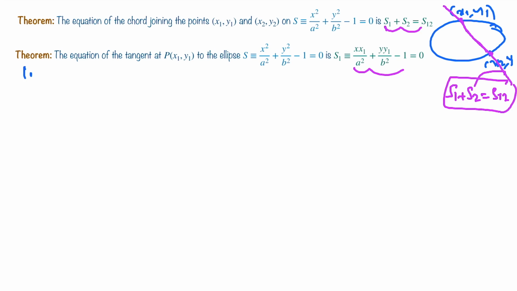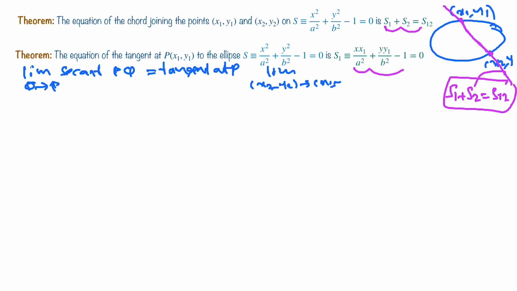Fine. How did we prove it? We know that the limit of secant PQ as Q tends to P will be equal to the tangent at P, right? That's why, taking the limit of this Q, let us say x2, y2 tends to x1, y1, okay? The secant equation S1 plus S2 minus S12 equal to 0 will become, okay, S1 equal to 0. Okay, the limit of the left hand side will be S1 equal to 0. That's how.